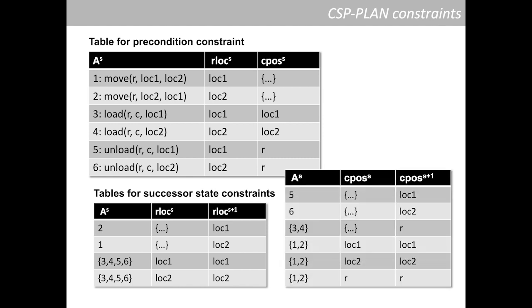And similarly, we can write a constraint for the position of the container. Now there are actions that are loading and unloading the container that are changing the value of that variable. So these are the actions 5 and 6. And the moving actions 1 and 2 are not changing the value of the position. So they are just modeling the frame axiom. The location of the container is not changed.